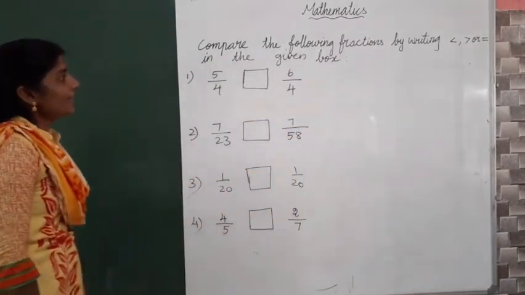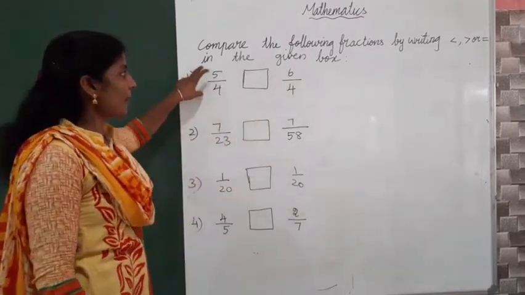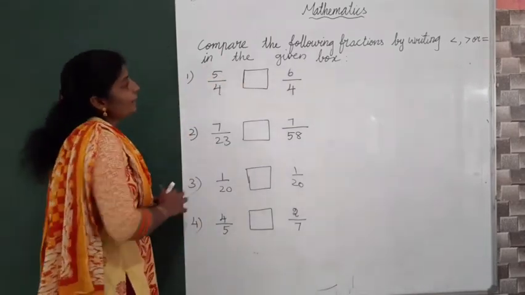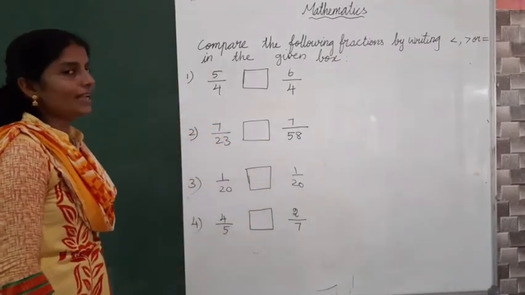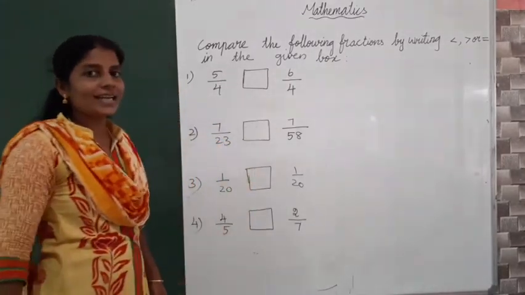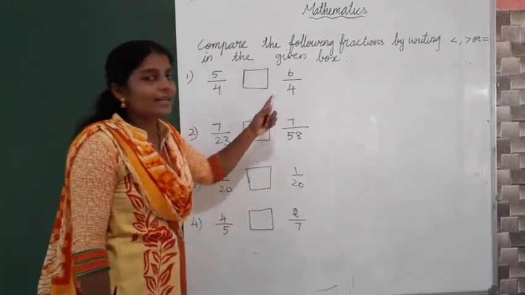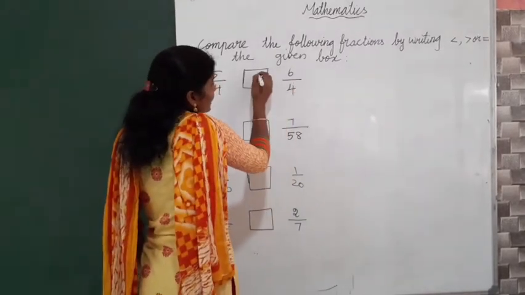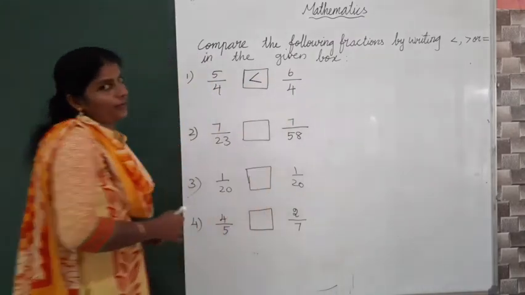Compare the following fractions by writing less than, greater than or equal in the given box. Now here 5 by 4 and 6 by 4. Listen here. Same denominator. Now we can compare the numerators. 5 and 6. Which is greater? 6 is the greater number. So 6 by 4 is the greater fraction. So 5 by 4 is less than 6 by 4.